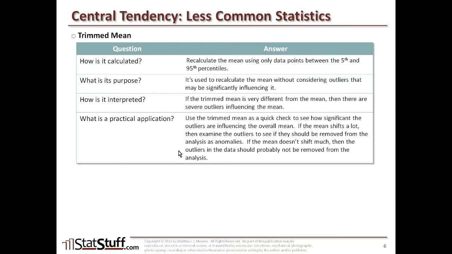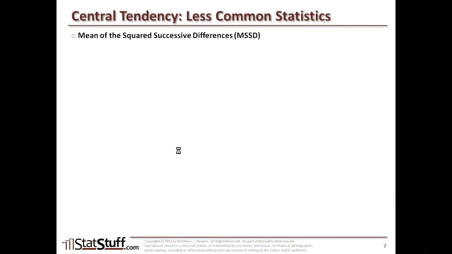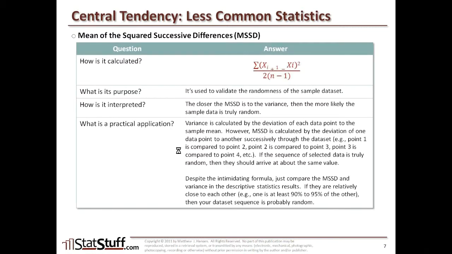The last one we're going to look at for measuring central tendency is the mean of the squared successive differences, or MSSD. The way it's calculated looks a bit complex here, so let's go over the purpose of it. It actually looks more intimidating than it really is, but the purpose behind it is that it's used to validate the randomness of the sample data set.